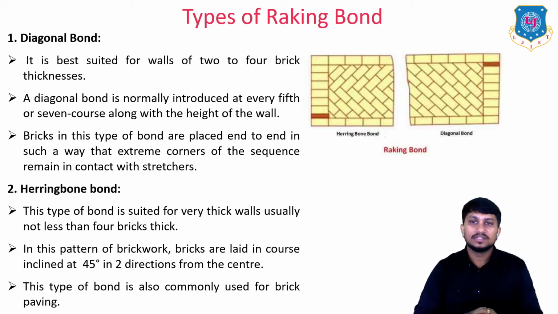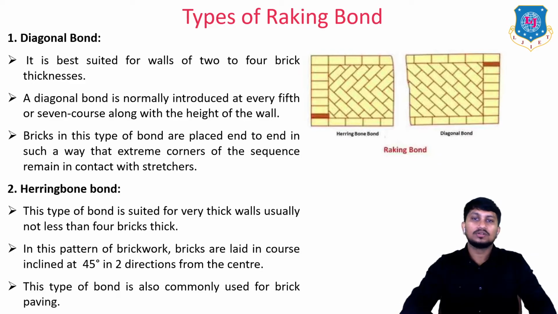This diagonal bond is normally introduced at every fifth or seventh course along the height of the wall. Okay, bricks in this type of bond are placed end to end in such a way that extreme corners of the sequence remain in contact with stretchers. Okay. Next type of racking bond is herringbone bond.